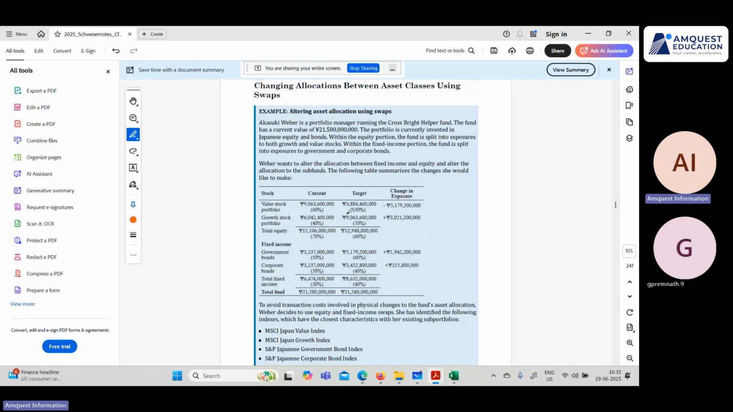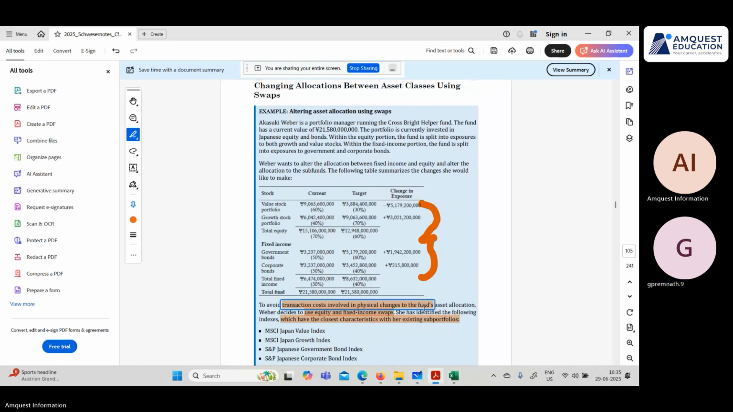If in case you know the question, right? To avoid transaction costs involving physically changing the fund allocation, she decides to use equity or fixed income swaps, right? She has identified the following indexes which have the closest characteristics with her existing sub portfolios. Got it. These are swaps, is it? Like not futures, like the previous question. They are the indexes, but she's saying that she's okay to get into an equity or fixed income swap.